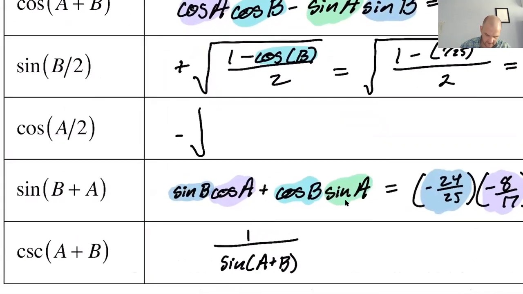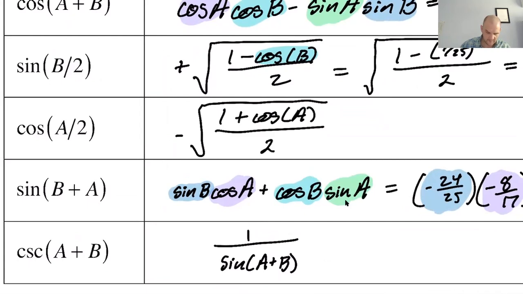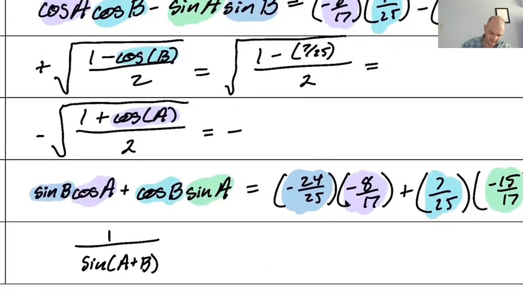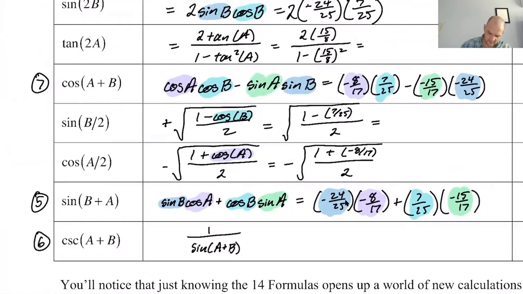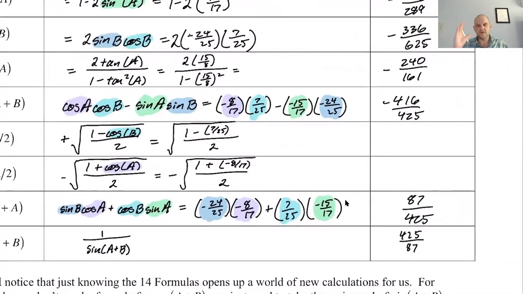So this would be the negative of the square root of 1 plus cosine of a, over 2. Cosine goes with cosine, so it's plus. There's nothing scientific about the way I remember those, but I find it really useful. Cosine of A is negative 8 over 17. So it's the radical of (1 plus negative 8 over 17) over 2. Let's go to the calculator. This is exciting. This is the moment. We either got it right or we got some wrong.